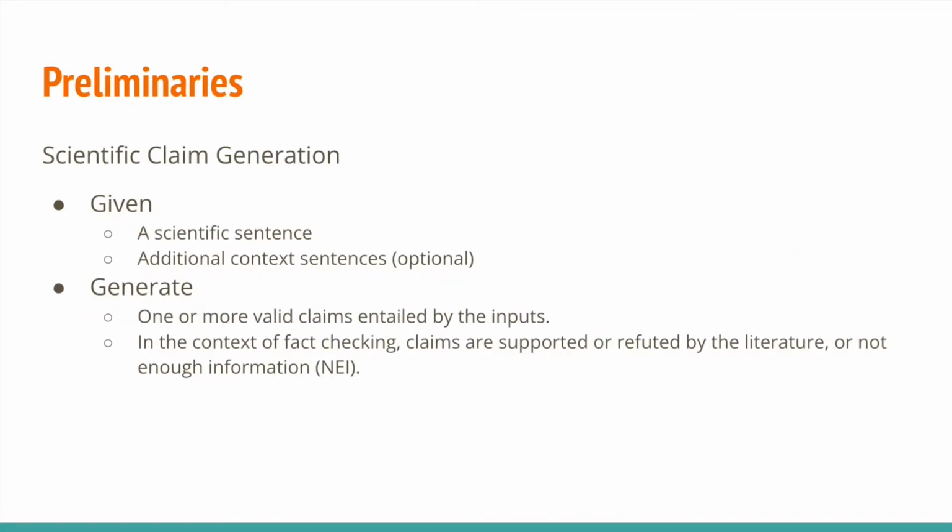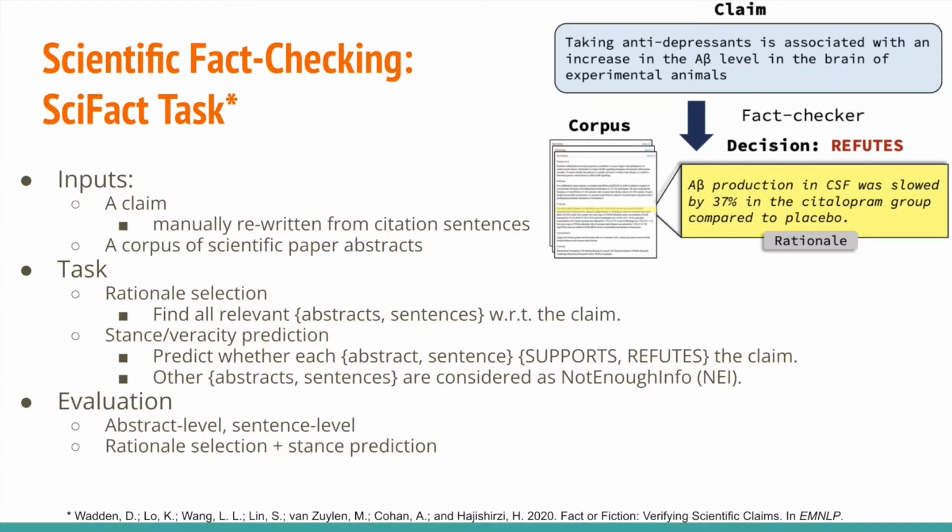The next concept is scientific claim generation. This aims to generate a claim given a scientific sentence and optionally some additional context sentences. It generates one or more valid claims entailed by the inputs. In the context of fact-checking, claims are supported or refuted by the literature, or there is not enough information. Next, there's an important example.